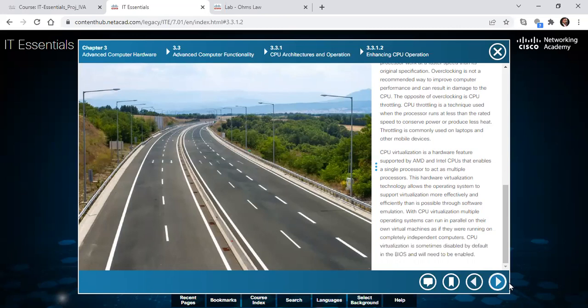It is a hardware feature supported by AMD and Intel CPUs that enables a single processor to act as multiple processors. This hardware virtualization technology allows the operating system to support virtualization more effectively and efficiently than is possible through software emulations. So with CPU virtualization, multiple operating systems can run in parallel on their own virtual machine as if they were running on completely independent computers. CPU virtualization is sometimes disabled by default. In what? In the BIOS, and will need to be enabled.